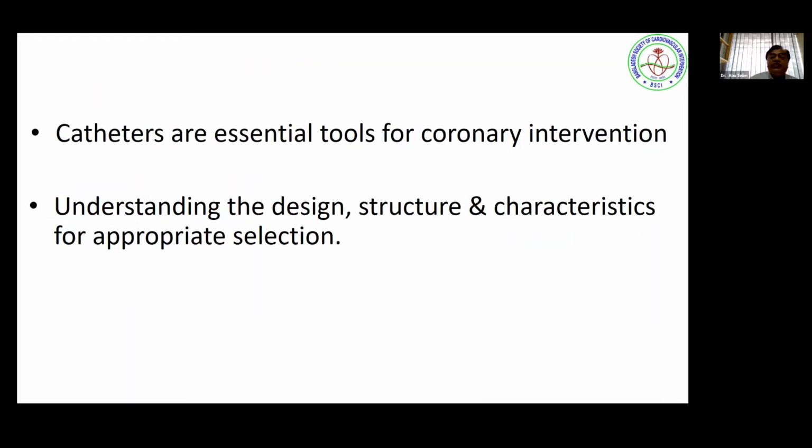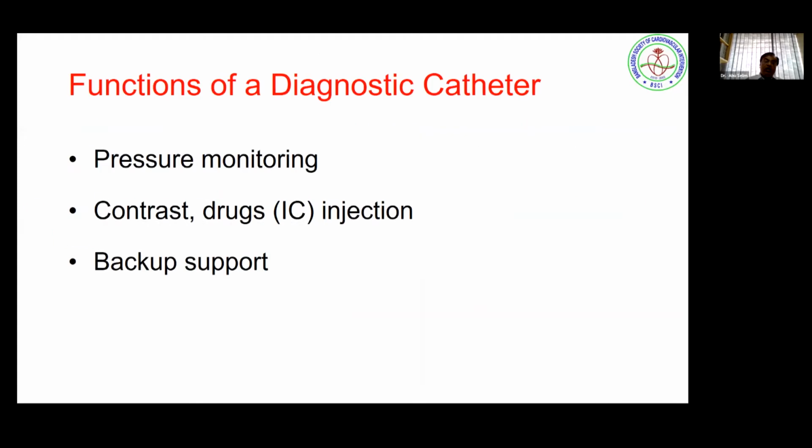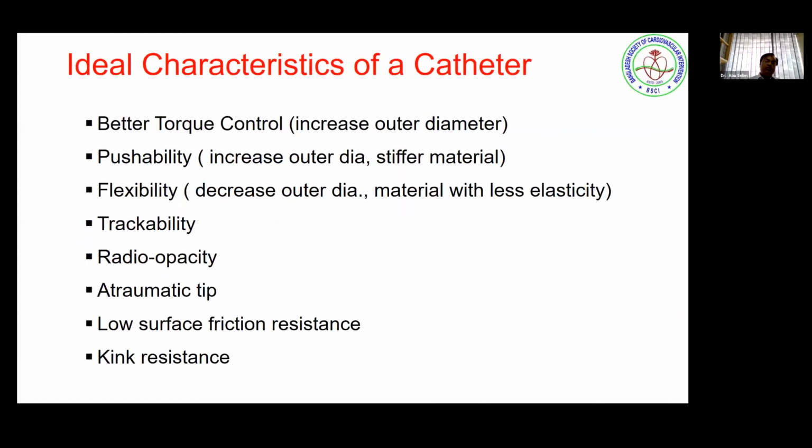The catheter is a very essential tool, as I already said. For catheter selection, we should understand the design of the catheter structure and different characteristics for the appropriate patient. We have to think about the catheter side and also the patient side. We all know the basic functions of the catheter: pressure monitoring, contrast, and backup support. This is well known, we will not discuss it.